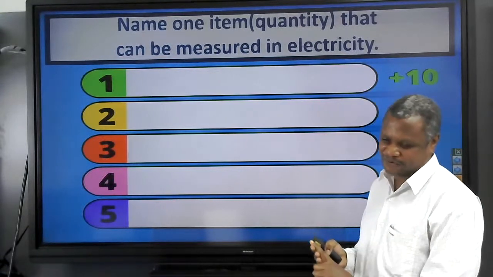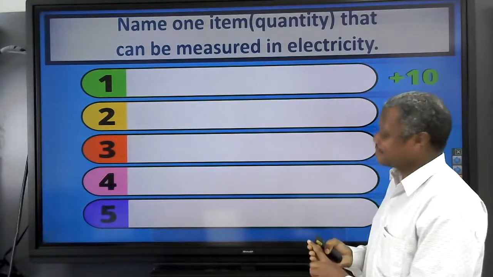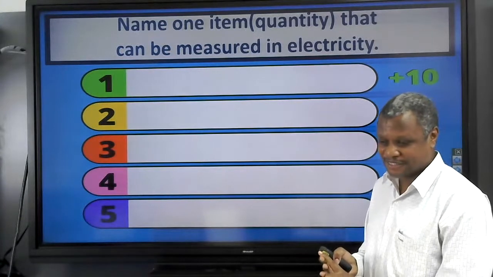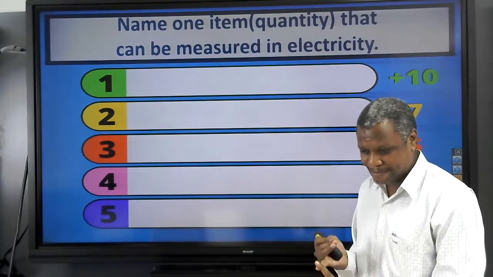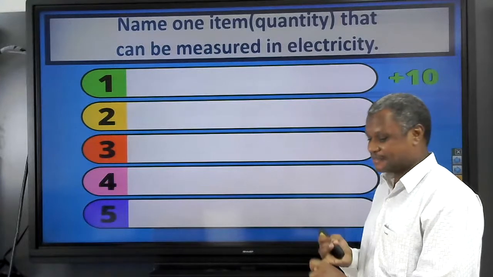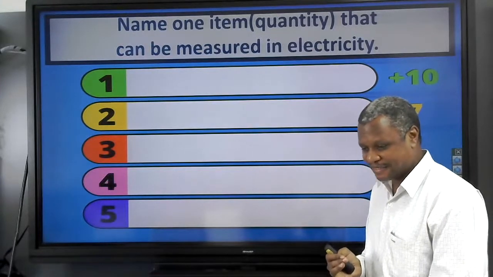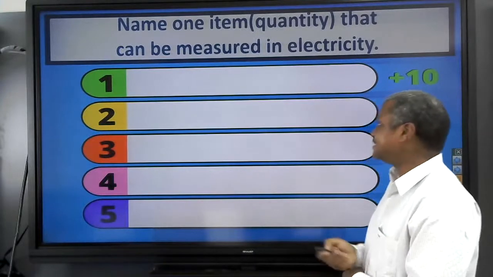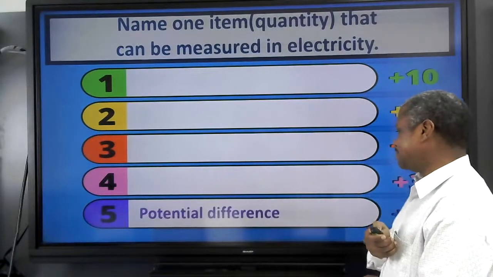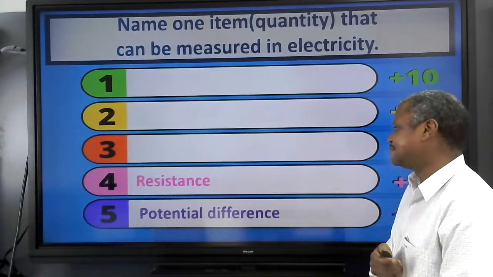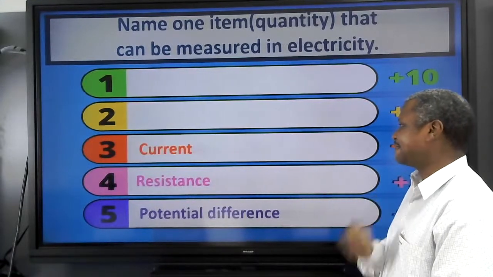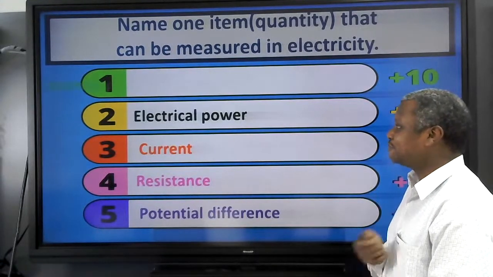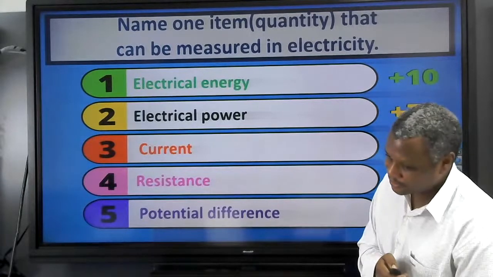Watt, correct. We are going to look at watt today. Electrical power and energy. Another one. Charge. You can measure charge. Electrical power. All your answers again are correct. Let's go through them again. Potential difference. This one is the voltage, a resistance, current, the electrical power, and the electrical energy.